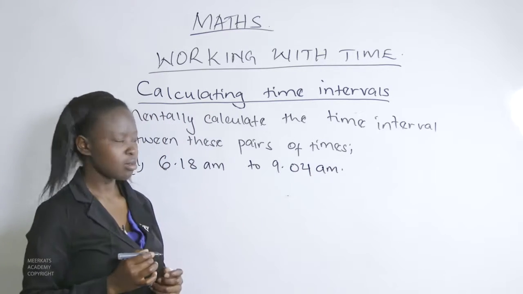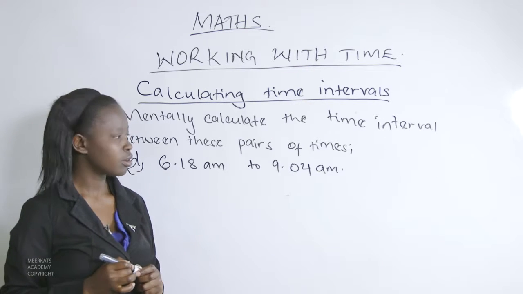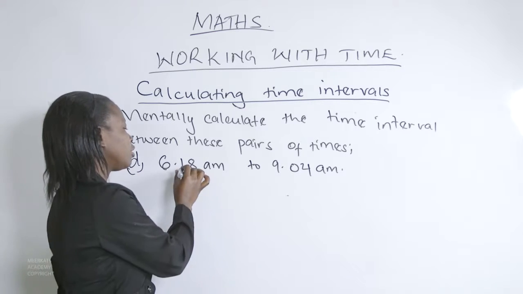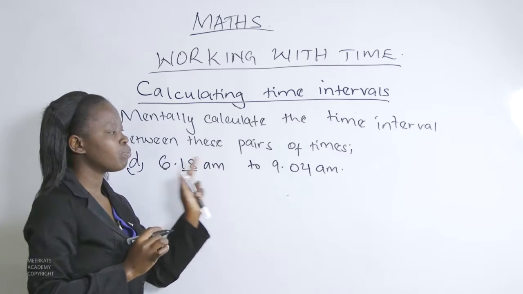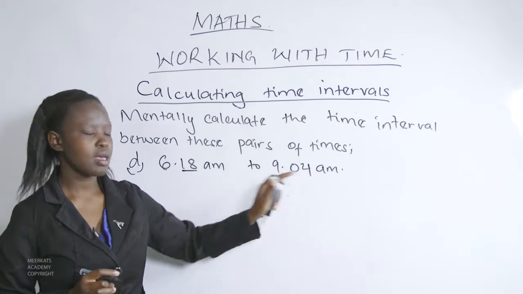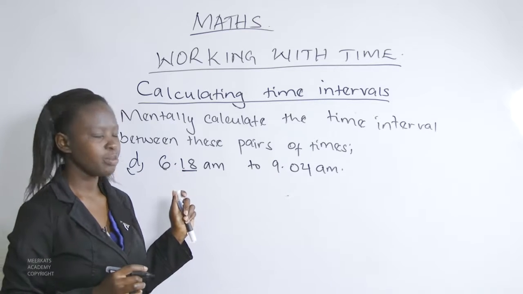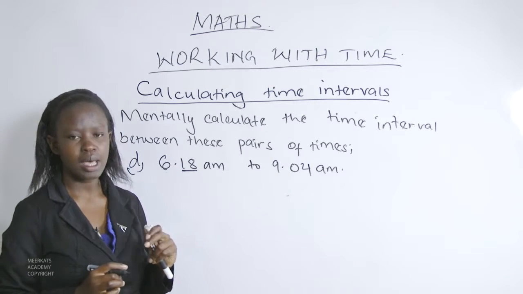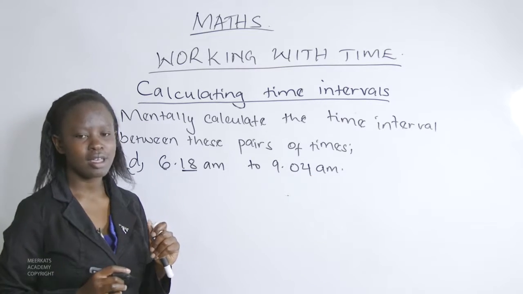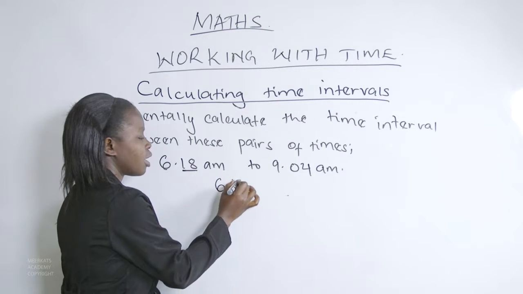So we get the time difference between 6:18 a.m. and 9:04 a.m. We need to find out what is the difference in time. So 18 minutes past 6 a.m. Then we have 4 minutes past 9 a.m. 9:04 a.m. is ahead of the 6:18 a.m. So we need to find out by how many hours is 9:04 a.m. ahead of 6:18 a.m. So that will mean that we need to get the full hours we have.